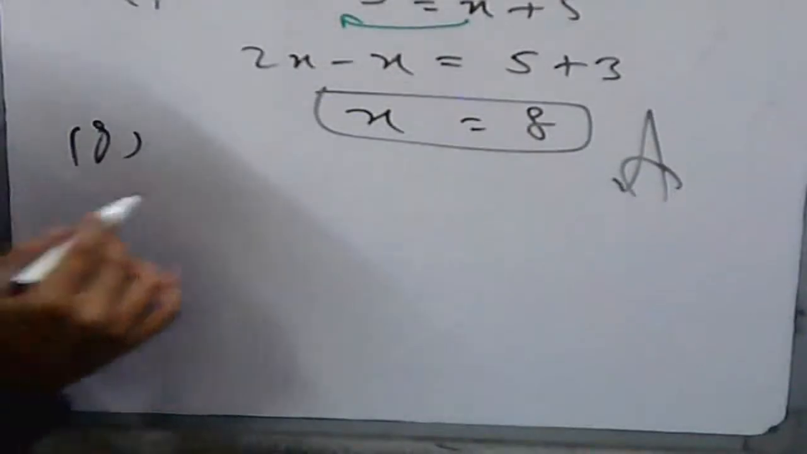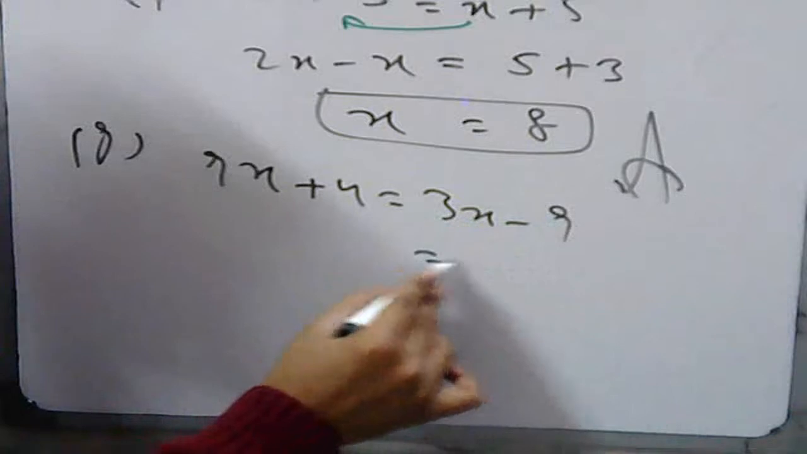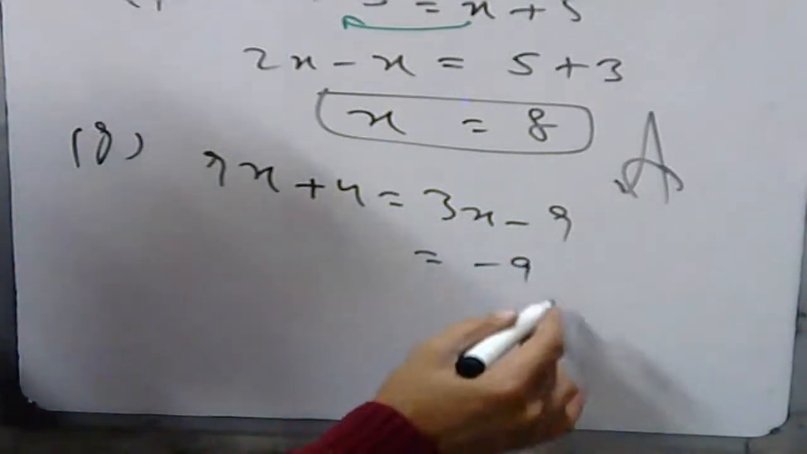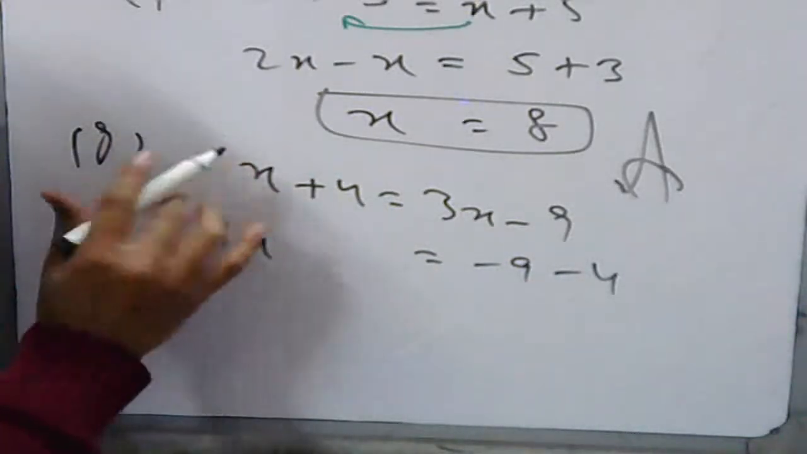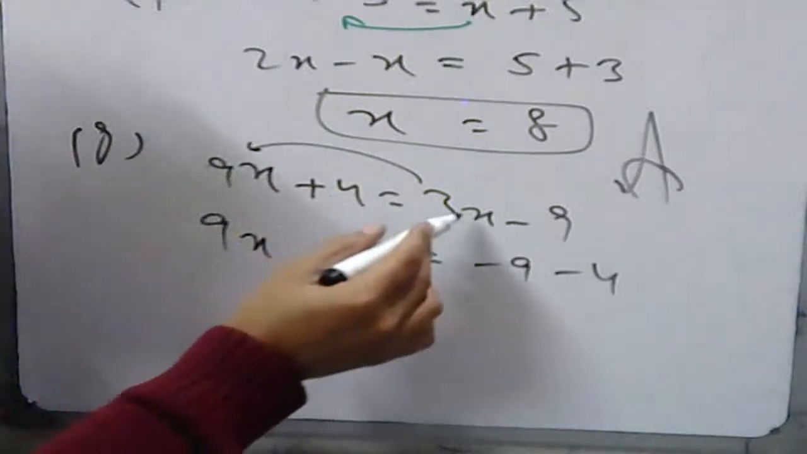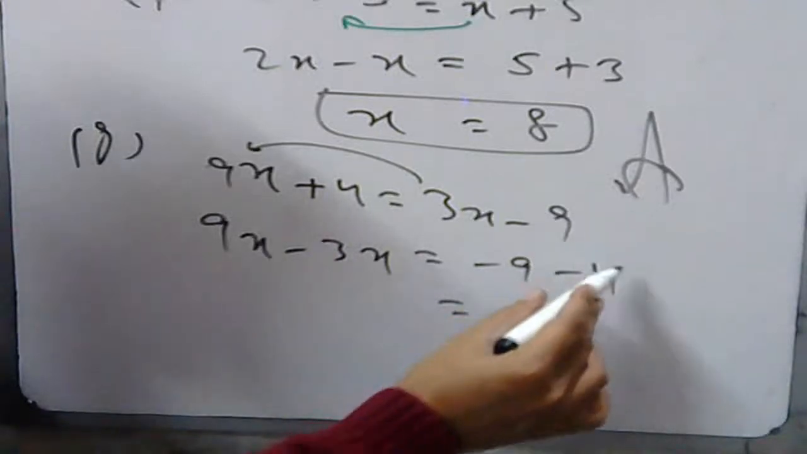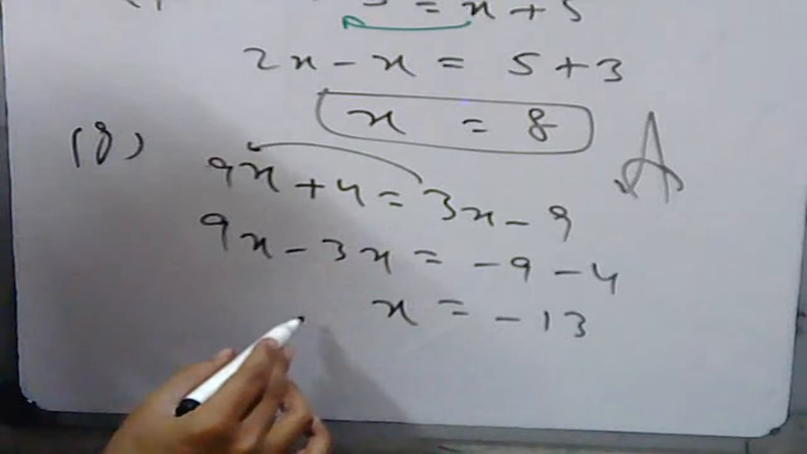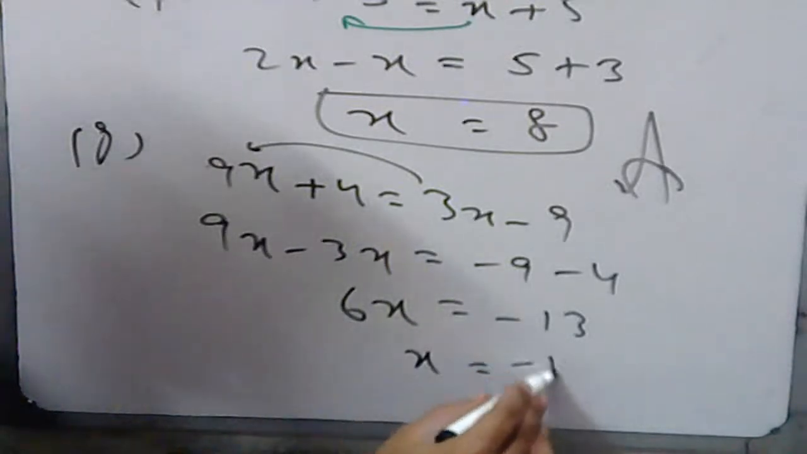Next part is G. 9x plus 4 is equal to 3x minus 9. So shift the variable at one side and the constant at the other side, so minus 4. So 9x minus 3x equals minus 9 minus 4, 10, 11, 12, 13, minus 13. 9x minus 3x, you will get 6x. So the value of x is minus 13 by 6.